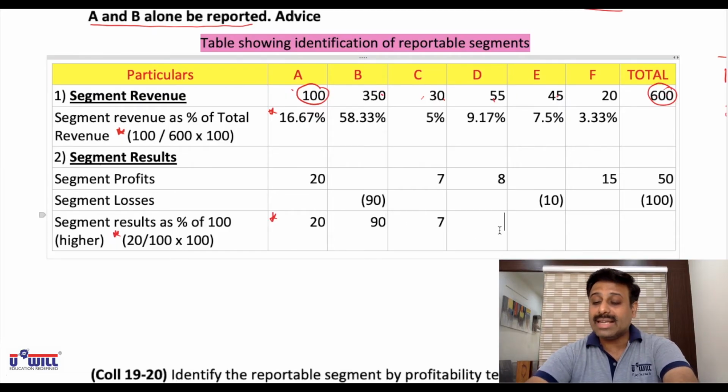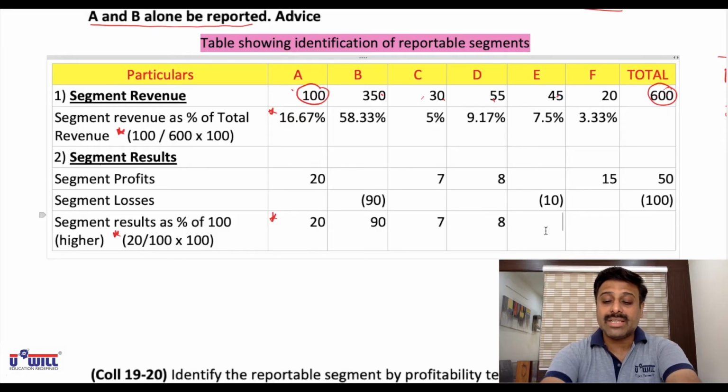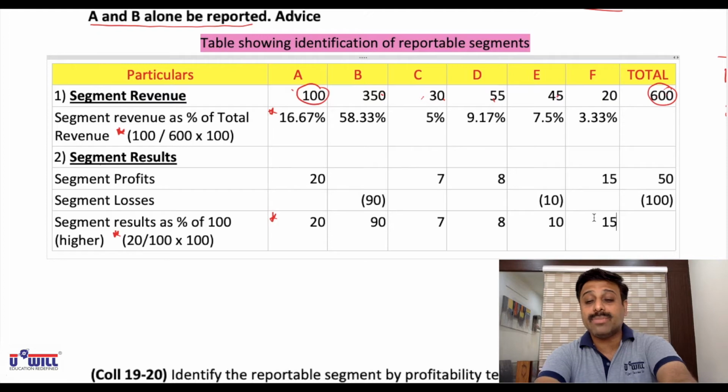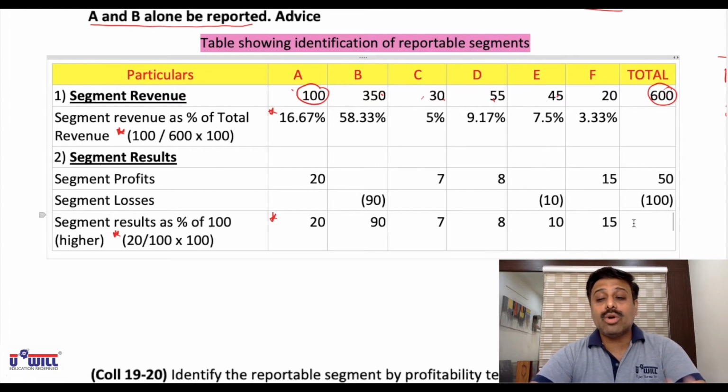Now directly press 8 and percent. Do you all get 8? Directly press 10 and percent. Do you all get 10? Directly press 15 and percent. Do you all get 15? Ignore the negative sign. Okay, just write all the percentages.